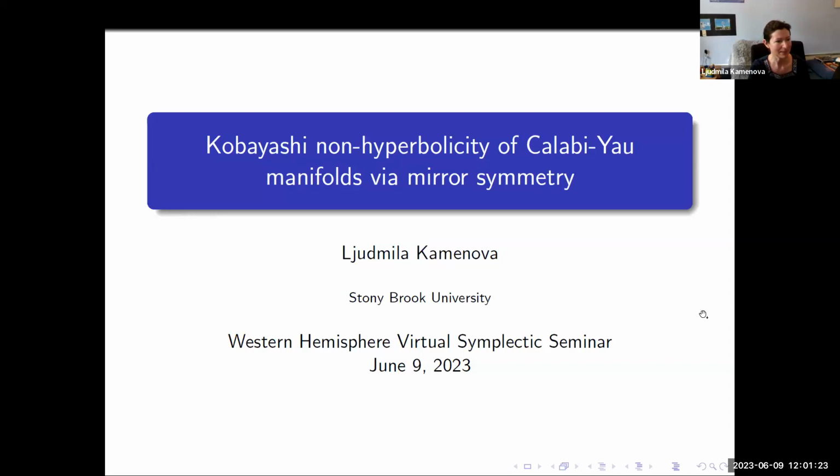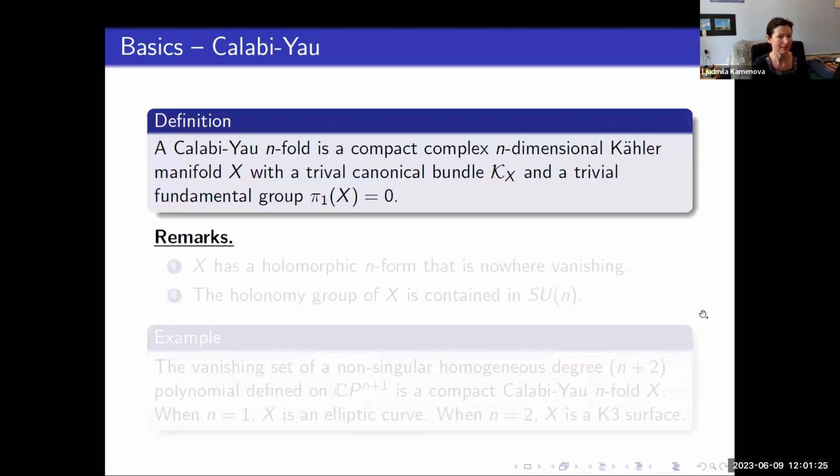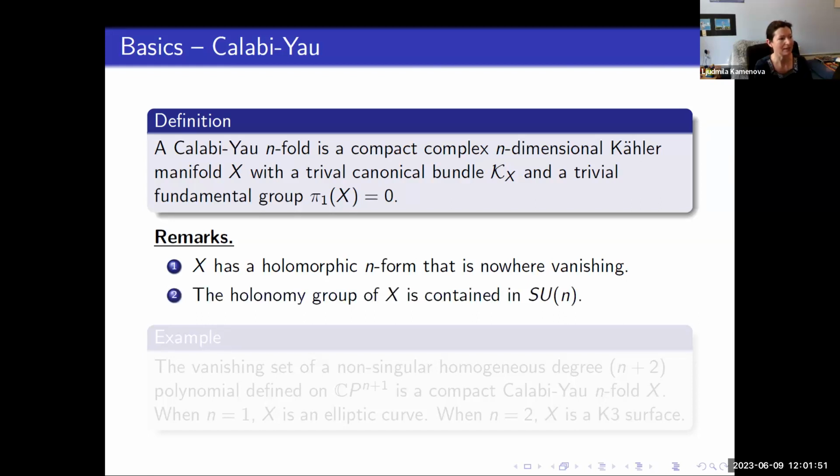And so let me just introduce the main object of this study. A Calabi-Yau n-fold is a compact, complex, n-dimensional Kähler manifold with trivial canonical bundle and a trivial fundamental group. Here are some general properties of Calabi-Yau n-folds. It has a holomorphic n-form that's nowhere vanishing. And also, from the differential geometric point of view, the holonomy group is contained in SU(n).